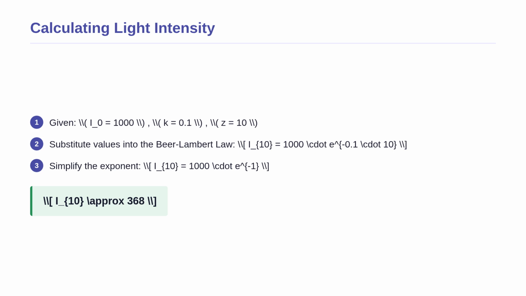We plug our values into the Beer-Lambert law. The exponent becomes negative 0.1 multiplied by 10, which simplifies neatly to negative 1. 1,000 multiplied by e to the power of negative 1 gives us approximately 368. Physically, this means only about 36.8% of the surface light reaches this depth, which is likely enough to support shade-tolerant algae.